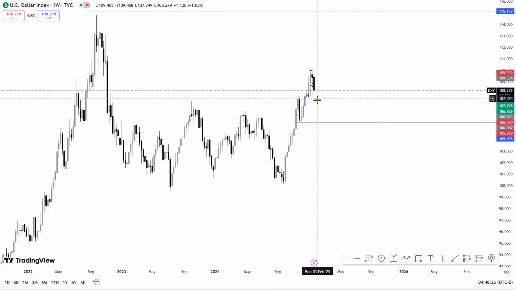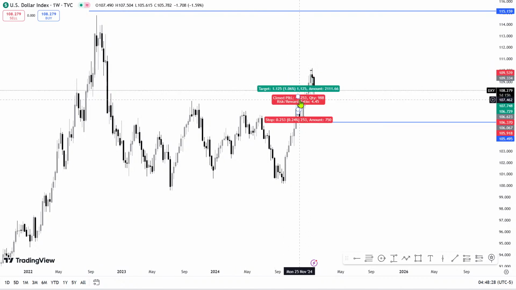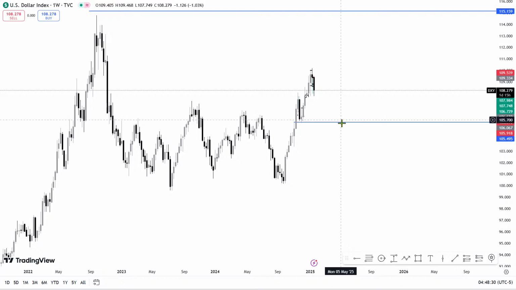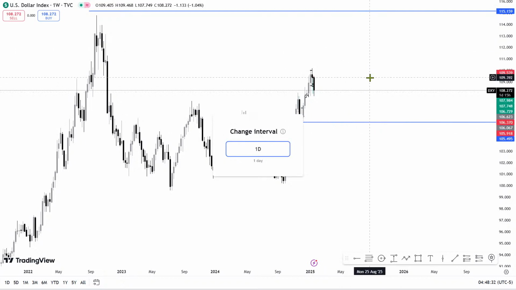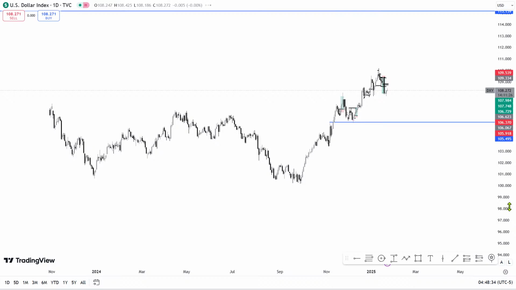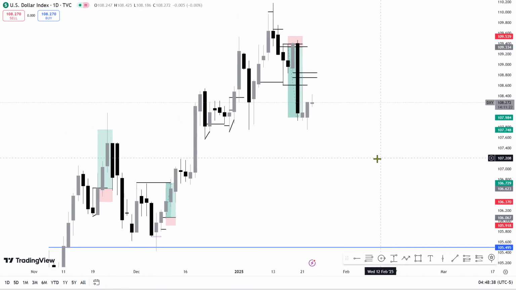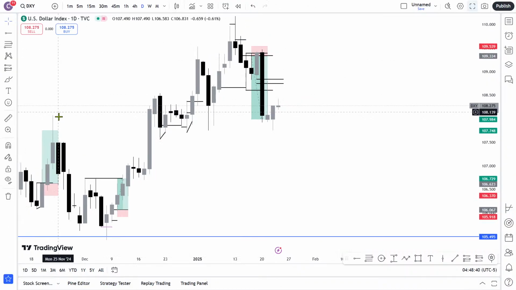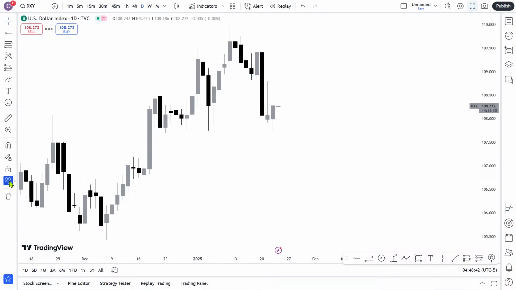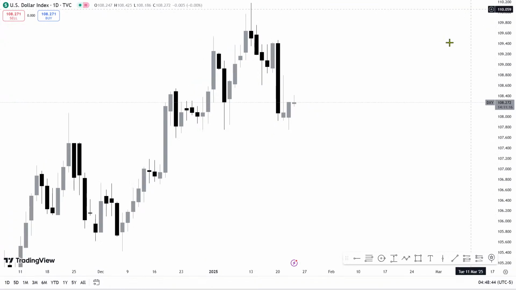All right, we'd like to see it trade into this bullish order block and/or the fair value gap on the monthly before the expansion continues into the drawn liquidity above. On the daily time frame, look at what we have.